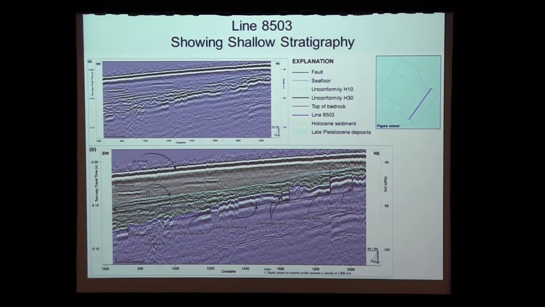Okay, so if we look at one of the profiles, line 8503, showing the stratigraphy in the area, here we can see the various faults offsetting the basement. Some of them, like this Oceano fault, go right up through what we call late Pleistocene deposits or upper Pleistocene deposits, coming up and offsetting the H10 horizon. This is the H10 horizon that Hans has produced elsewhere, and we carry that in from basically offshore. And then we can see various other faults. For instance, the shoreline fault comes up and offsets the bedrock in this area here.